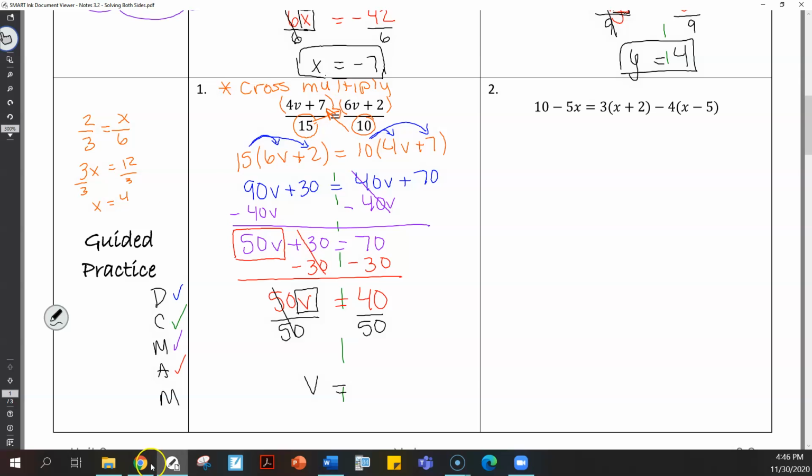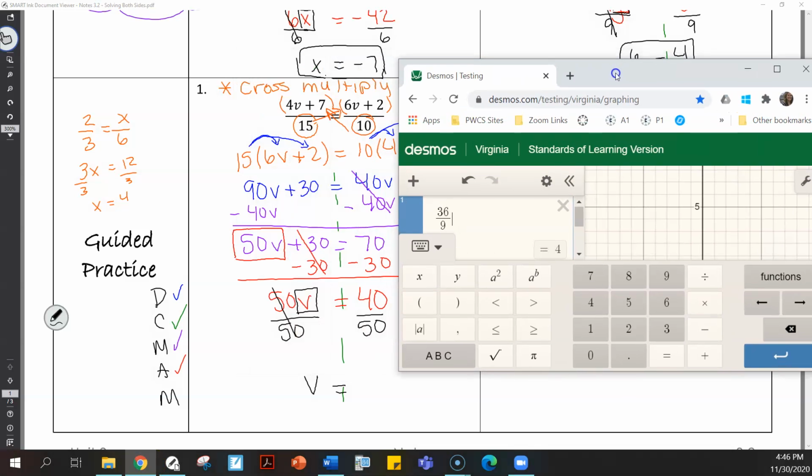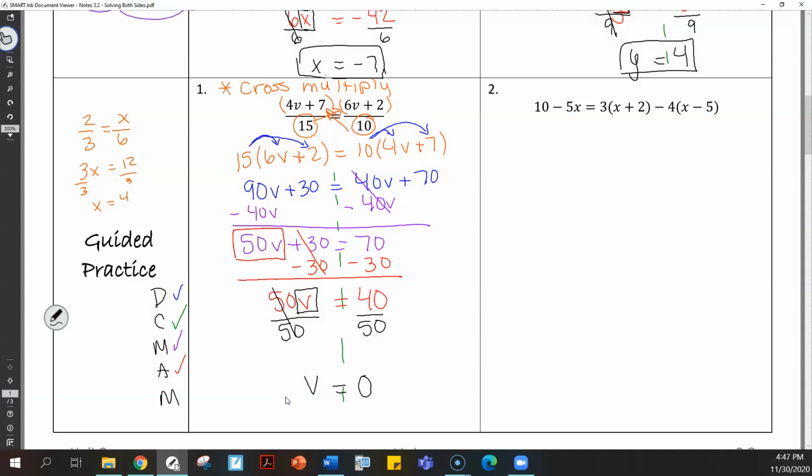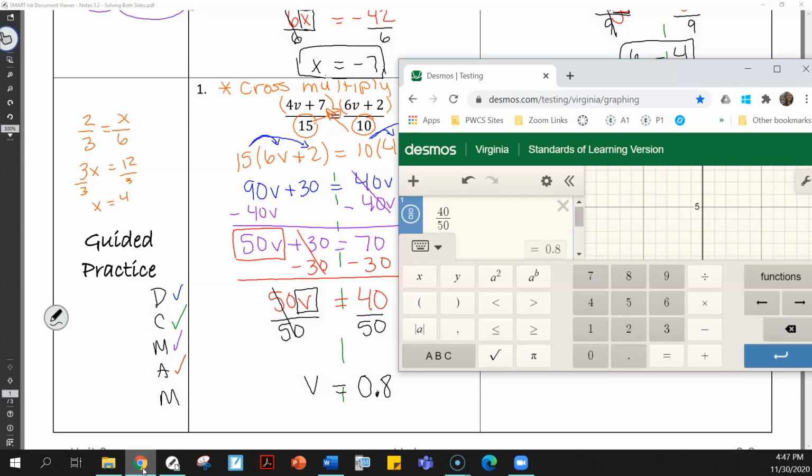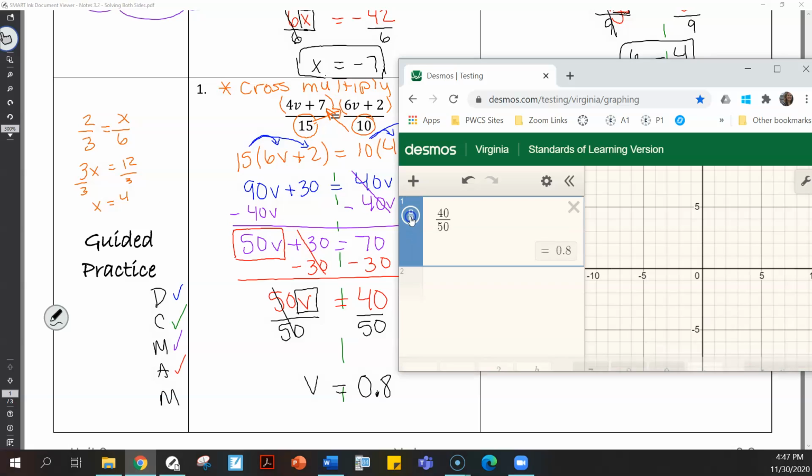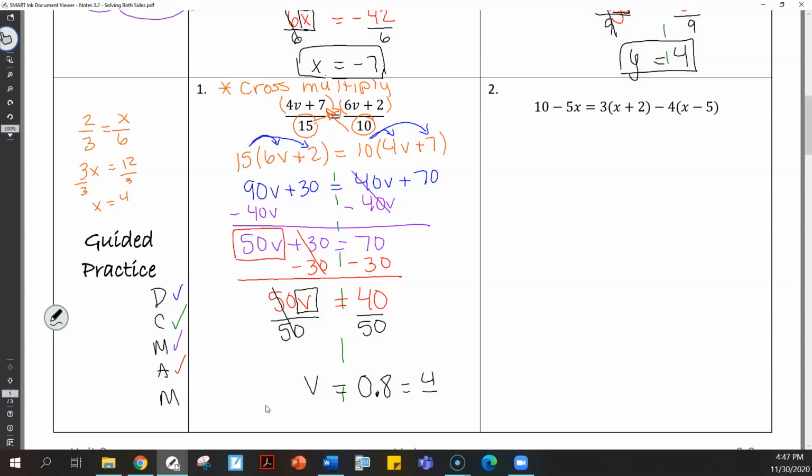40 divided by 50. When I do that in my calculator or in Desmos, 40 divided by 50 gives me 0.8. Now, some of you panic as soon as you see a decimal. That doesn't necessarily mean that you've done this incorrectly. Okay, I get 0.8, or if you like to keep it as a fraction like I do, remember that you can press this little button right here, and it will turn it into a fraction for you. So 0.8 as a fraction is 4/5.